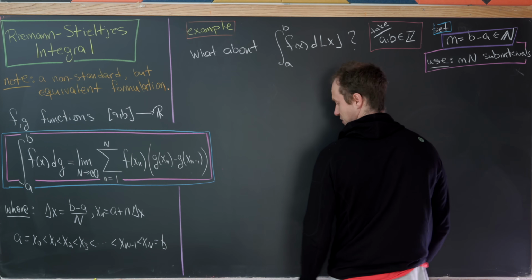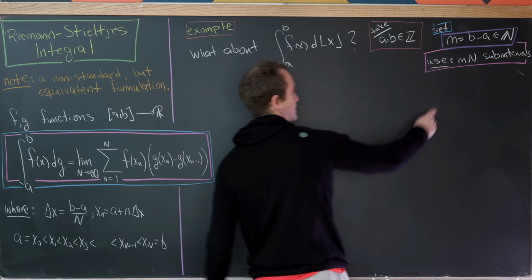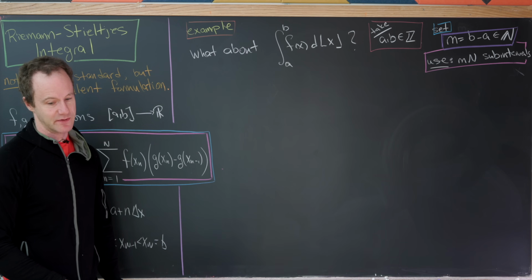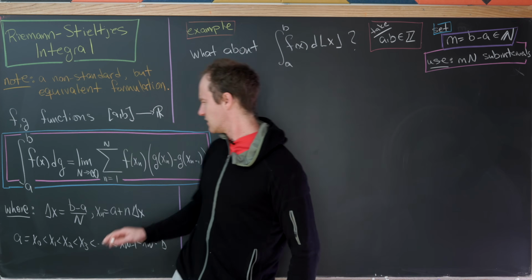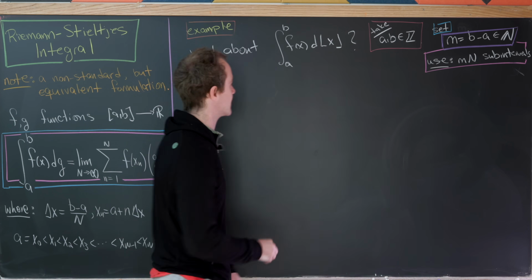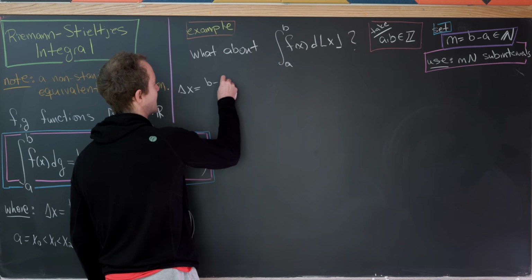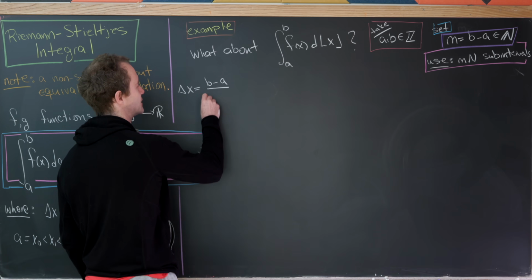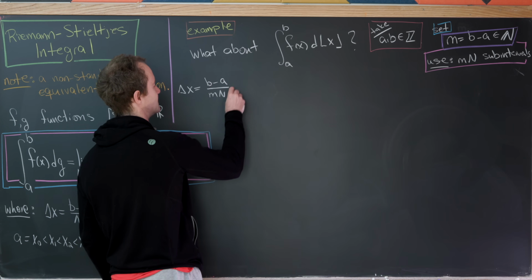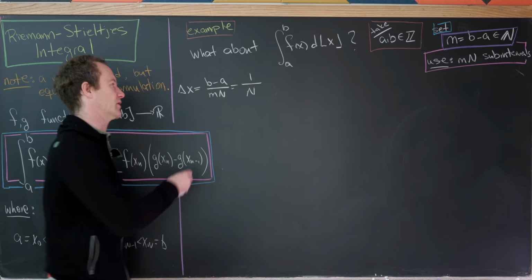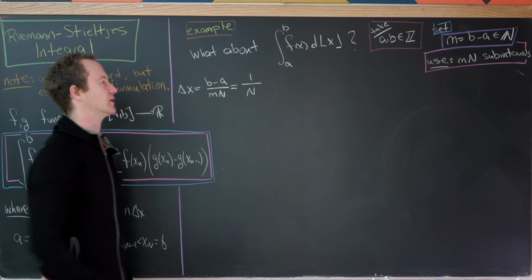Okay, so this introduction of notation as well as this requirement for the number of subintervals is going to make our calculation quite a bit easier. So now let's build these parts out over here. In this case, we have delta x is equal to b minus a over the number of subintervals, which is in this case m times capital N, but that's going to simplify to 1 over capital N based off of our choices over there.